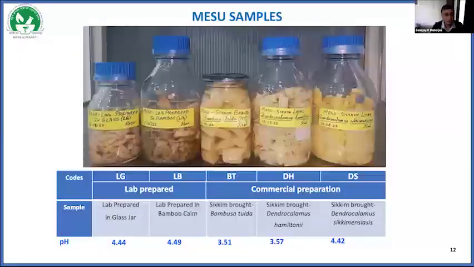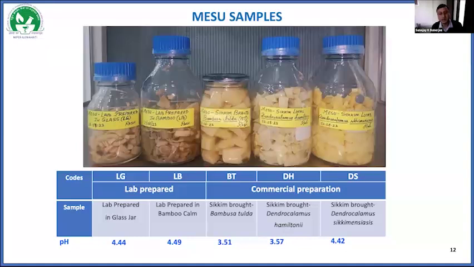So now I'd like to show the first two we prepared in the laboratory: bamboo shoot, one from a glass jar, another from bamboo gum. The other three we got from Gangtok, Sikkim. These three preparations are commercially available fermented bamboo shoot foods, and they are made from three different bamboo species.